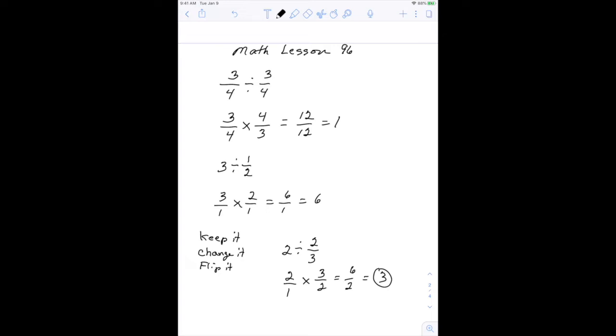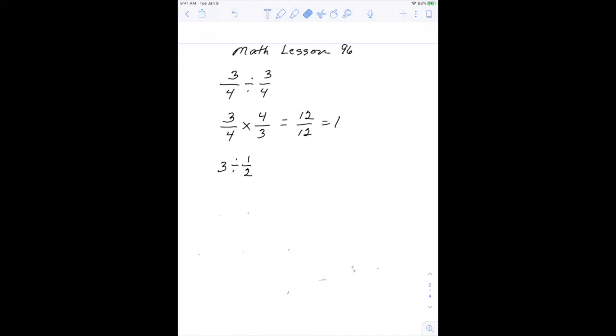Okay, now let's look at our practice set together, and we'll do a few of these. Let me get this erased. Sorry, I've got to get my eraser working. All right. Let's remember our little phrase here. I think it's helpful. Keep it, change it, flip it. All right, keep it, change it, flip it.